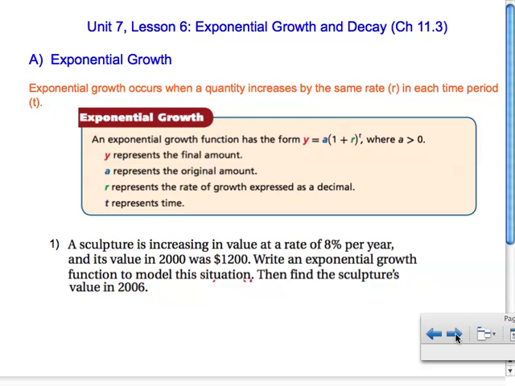Okay, here's our formula for exponential growth. And this box here tells you what all of those variables stand for, x and a and r and t. Exponential growth occurs when a quantity increases by the same rate r in each time period. What's different about this formula from the other ones we've had is we're generally talking about rate as a percent. What percent is it growing up each year, each week, each day? This will be a little clearer when we do an example, so let's do an example.